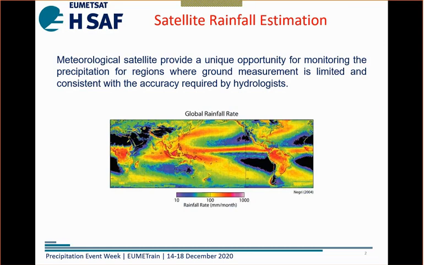So precipitation is probably the most important variable in the hydrological budget of the Earth. So a better understanding of the spatial and temporal distribution of precipitation is fundamental for any hydrologic and climatic application. Unfortunately, the inhomogeneity of the temporal and spatial distribution of rainfall, combined with the lack or sparse presence of ground measurements, makes precipitation one of the most difficult parameters to quantify as an input for hydrological models. Meteorological satellites provide a unique opportunity for monitoring precipitation over regions where ground measurement is limited, and consistent with the accuracy required by hydrology.